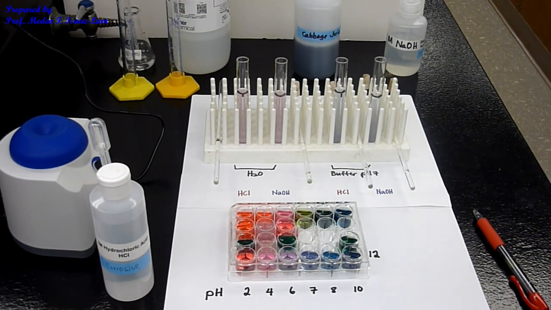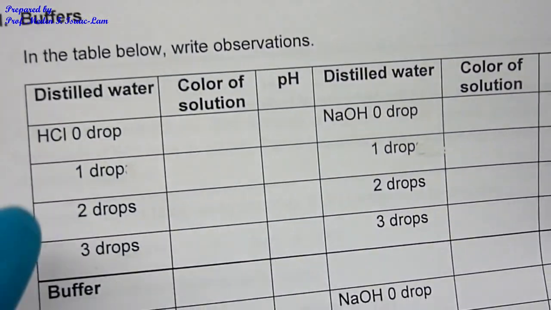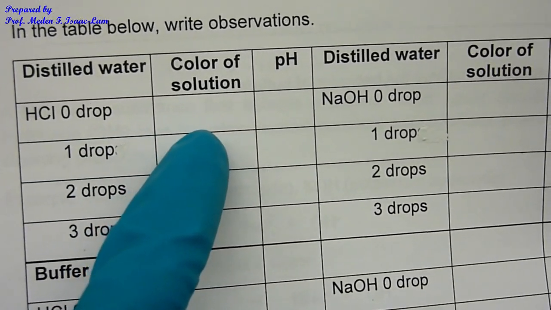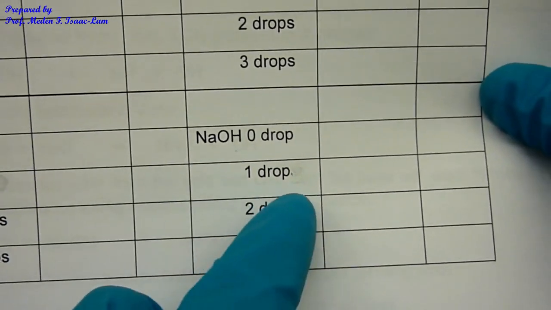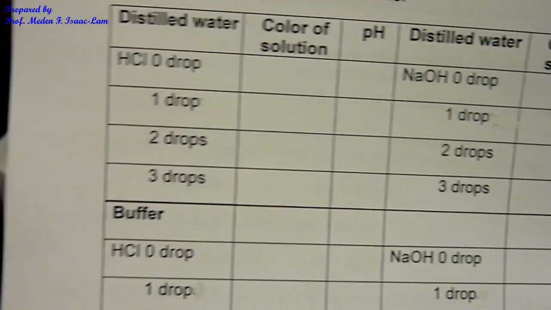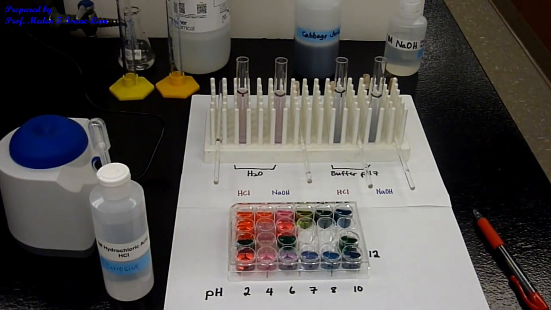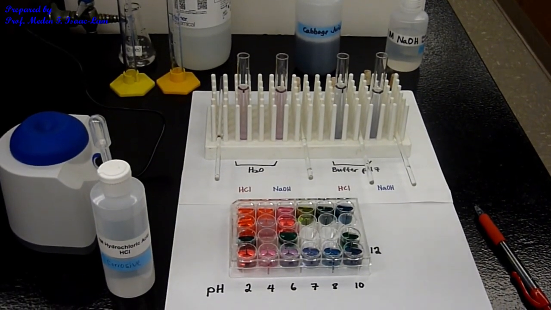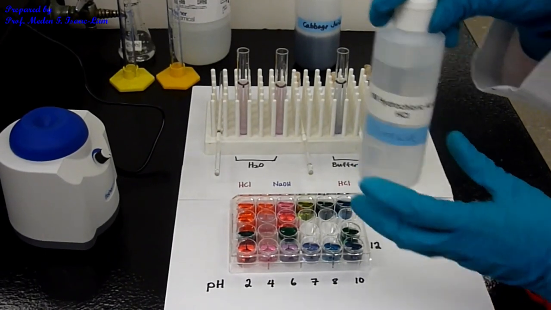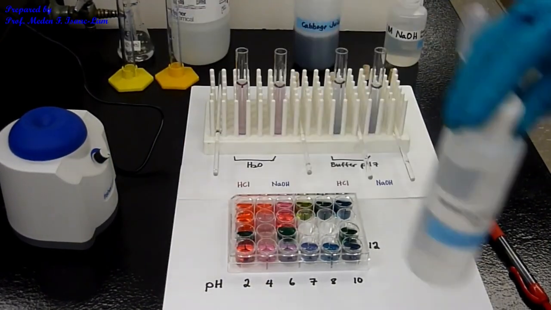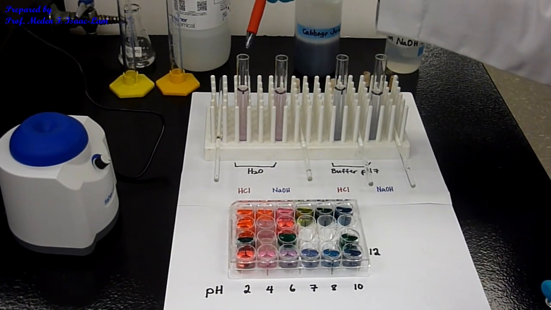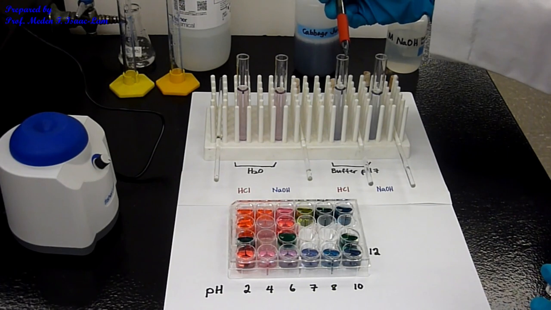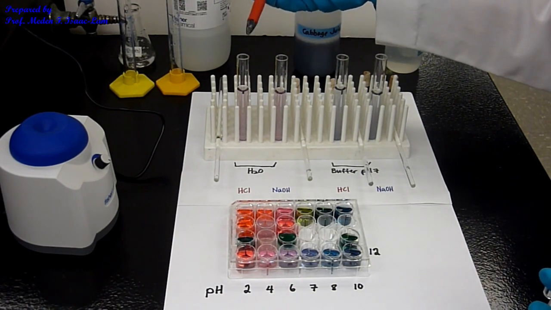So 0 drop. The first one, no hydrochloric acid. That's the color that you have right now. Okay, so then we're gonna add 1 drop of the hydrochloric acid here on this one, this tube, and this tube. So we're gonna be adding hydrochloric acid in here, hydrochloric acid in here. We compare the water and buffered with the buffer.